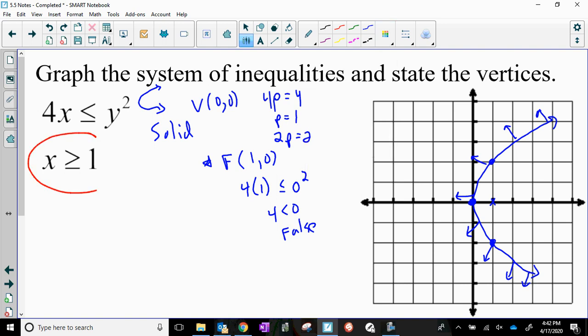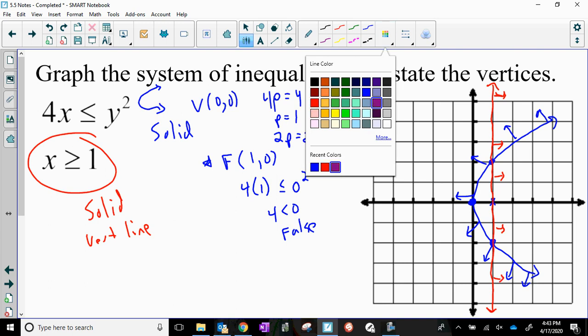So now I have to go to the second inequality. It's going to be solid. And if I pretend that inequality was an equal sign, then I just have x equals 1, which is a vertical line. So I have this line right here at x equals 1. And this one says x is greater than 1. Well, 2 is greater than 1. I don't need to do a test point on this, but if you need to, go ahead. We're going to shade to the right.